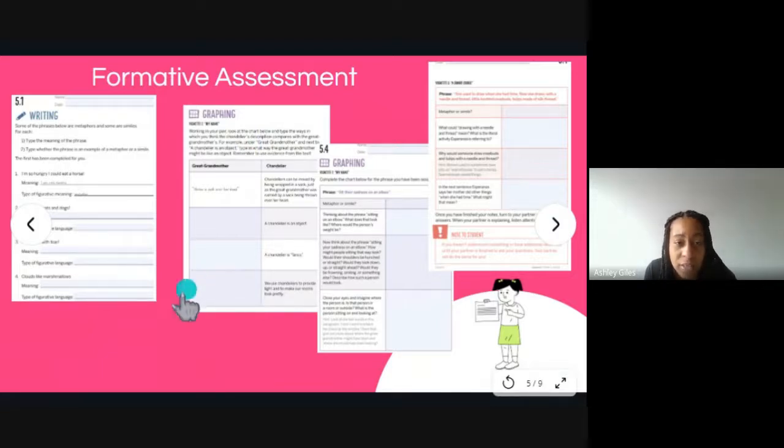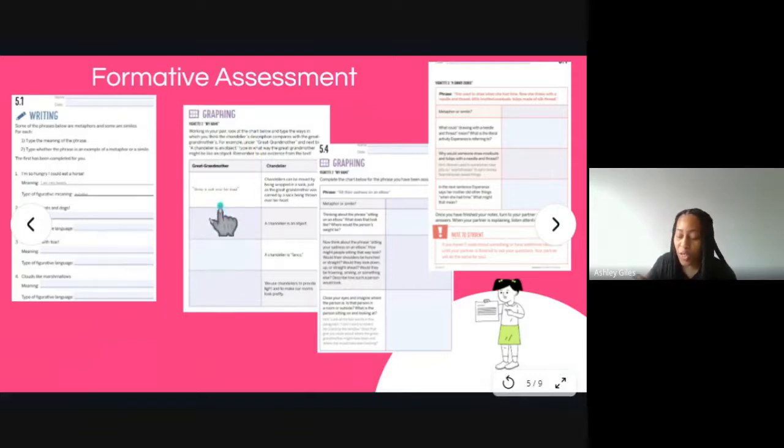So the first one is the 5.3. Students are going to be working in pairs, and they're going to look at the chart, and they're going to write down the ways in which they think a chandelier's description compares with the grandmother's. For example, under the grandmother, next to A, chandelier is an object, write down in what way is the grandmother like that object. So they do have an example provided, the first one.